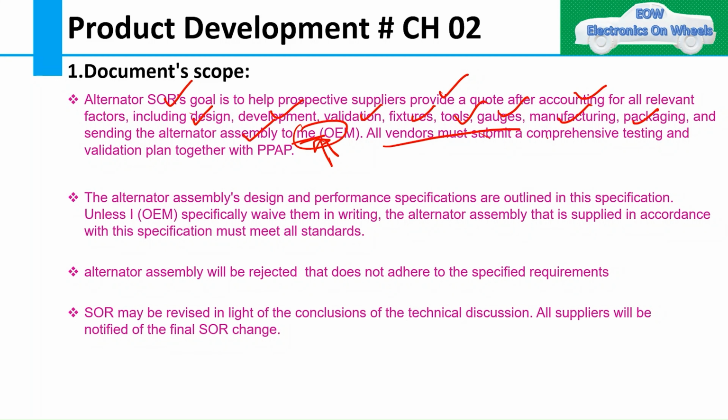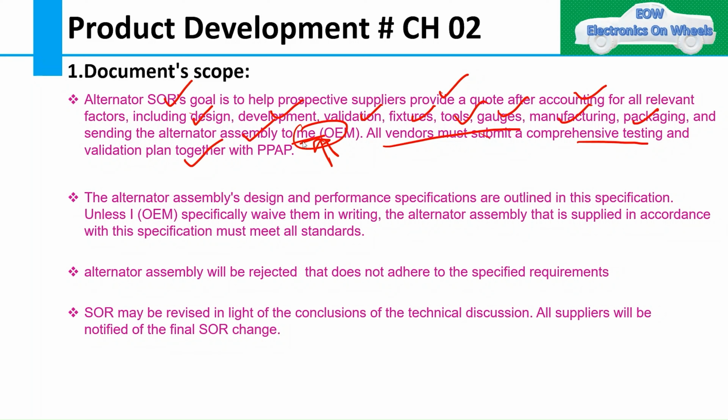All vendors must submit a comprehensive testing and validation plan together with a PPAP. So whatever vendors you are working with, you are going to ask them that the testing and validation plan should be together with the PPAP. So this is what we are telling the supplier. The supplier should stick to what we are telling in this document. It should not go beyond what we are telling.